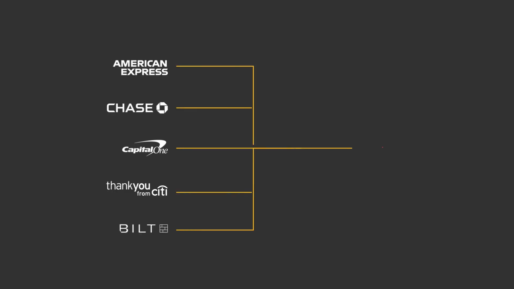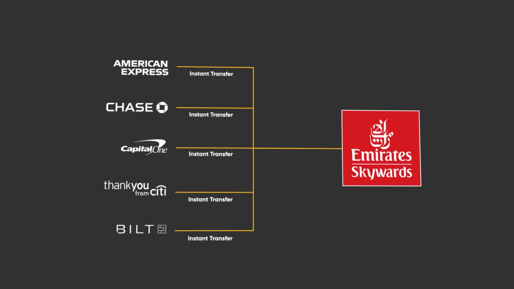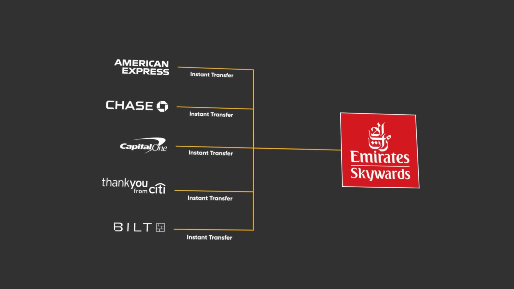As for how to earn Emirates Skywards miles, the great thing is that pretty much all the major credit card points currencies transfer over to Emirates Skywards. So that means American Express, Citi, Capital One, Bilt, and Chase points all transfer over 1-to-1 to Emirates Skywards. That gives you a bunch of flexibility and different options to earn credit card points and then convert them into Emirates Skywards miles.